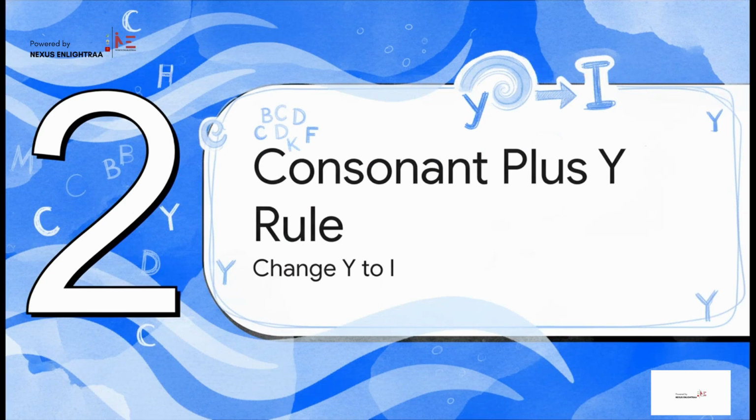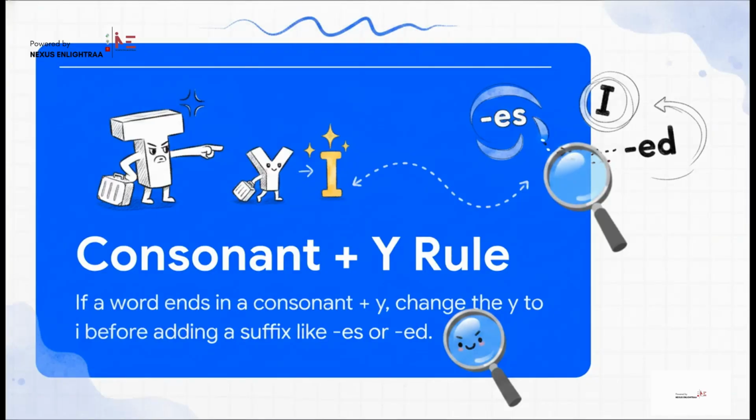Moving on to Section 2, the consonant plus Y rule. Change Y to I. All right, let's build the left side of our mental anchor chart. If a base word ends in a consonant followed immediately by a Y, you absolutely must change that Y to an I before adding a suffix like ES or ED. Think of the consonant as a bossy neighbor that literally forces the Y to pack up and transform into an I when a new ending comes along.